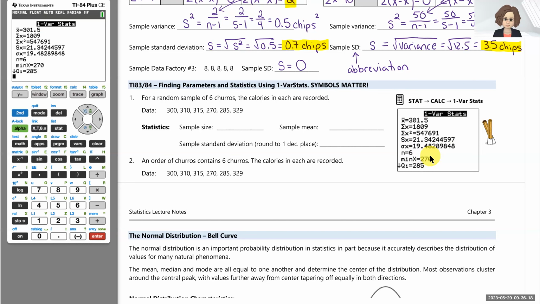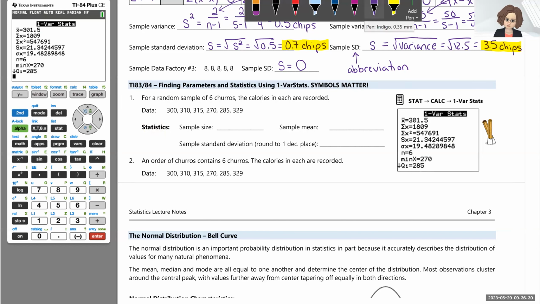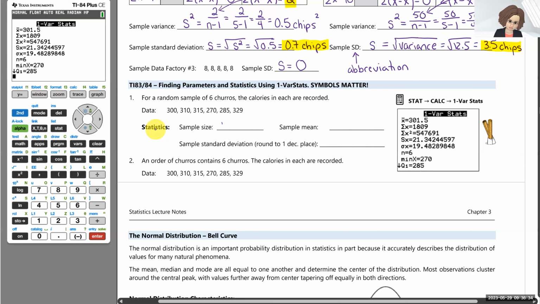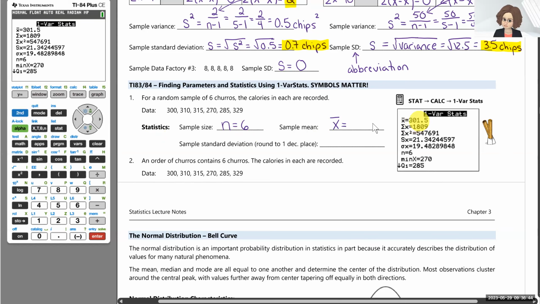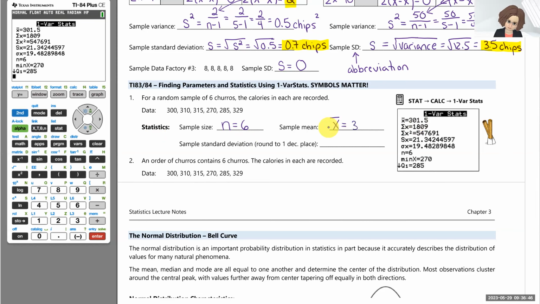So the point here is to let the calculator do some work for us, and then we have to focus on symbols. All right, so let's start with the statistics. So because it was a sample, these measurements are called statistics. So sample size is lowercase n, and there were 6 churros. Sample mean is x bar, and then I can see that that came out to be 301.5. So the average calories, 301.5 for the sample.